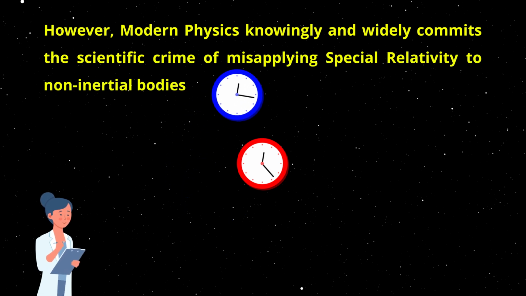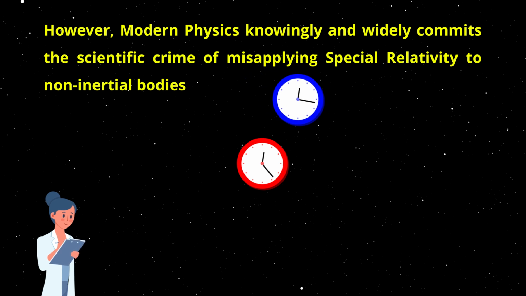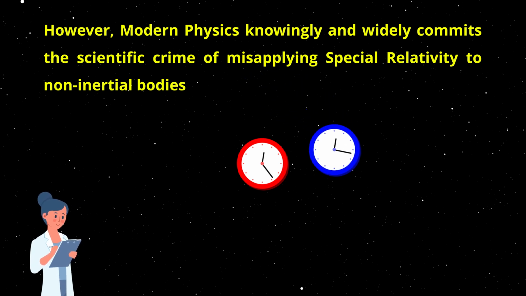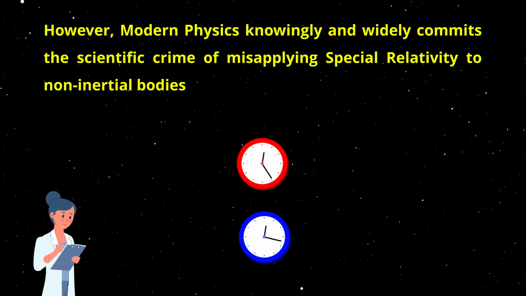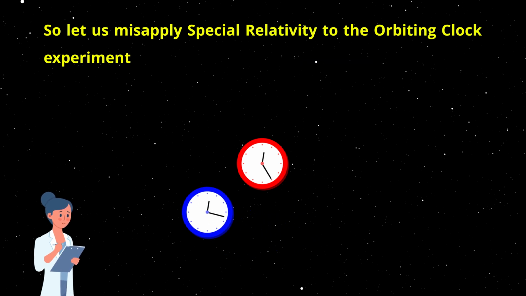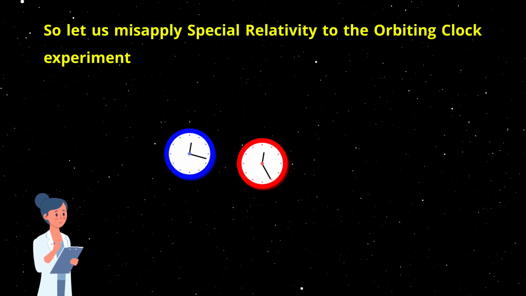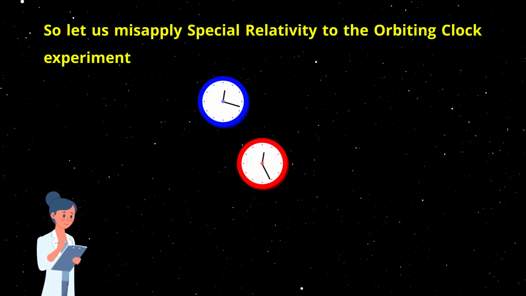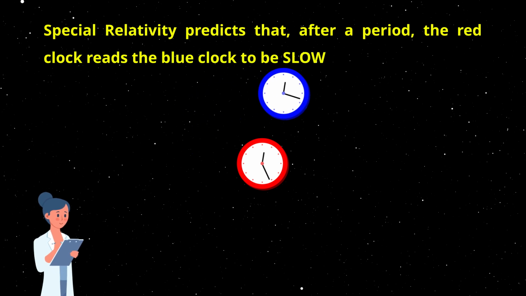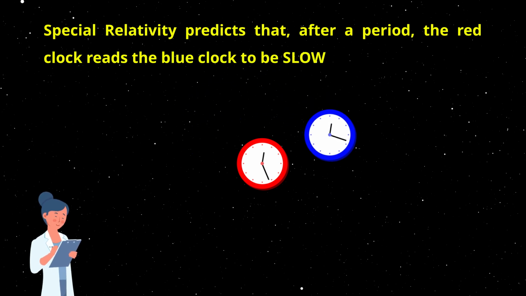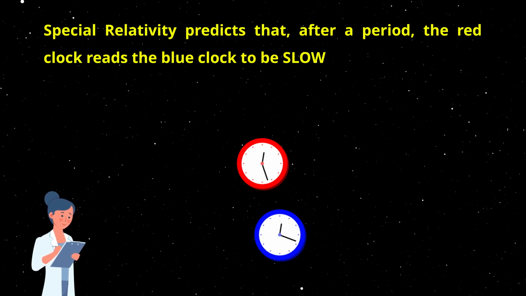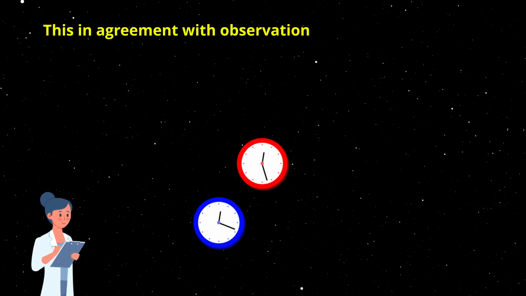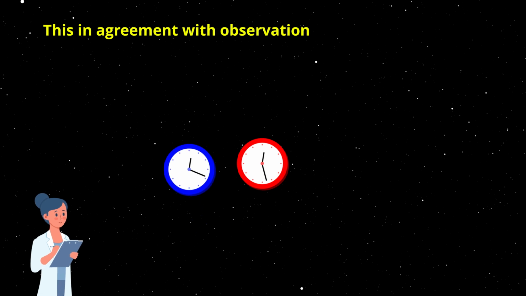However, modern physics knowingly and widely commits the scientific crime of misapplying special relativity to non-inertial bodies. So let us misapply special relativity to the orbiting clock experiment. Special relativity predicts that after a period, the red clock reads the blue clock to be slow. This is in agreement with observation.